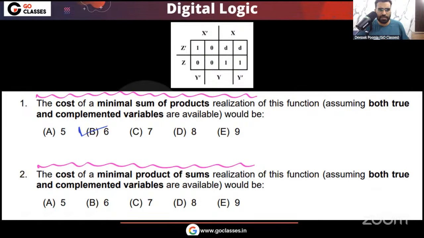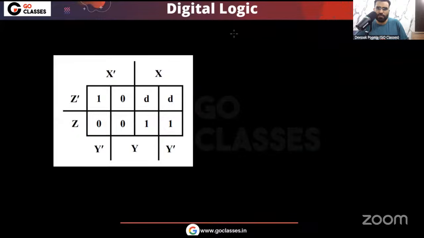Now let's see part B. Part B is asking for the cost of minimal POS realization, and the true and complemented variables are already available to us. So we will find the minimal POS expression. Let's find the minimal POS now. To find the minimal POS expression from the K-map, we will cover all the zero cells with the minimum number of cubes, every cube as large as possible.